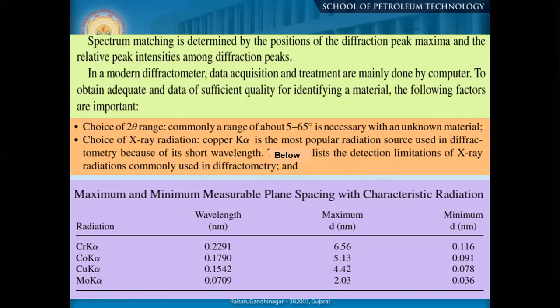To obtain accurate, adequate data of sufficient quality for identifying a material, the following factors are important. First, choose the 2 theta range. Once you know your specific crystal has a 2 theta range of, let's say, 10 to 15 degrees or maybe 20 degrees, if you go for a low angle, you may not get the desired accuracy. The parameters you select for analysis should be very accurate, and you will get the desired resolution when you fix your parameters during data acquisition.